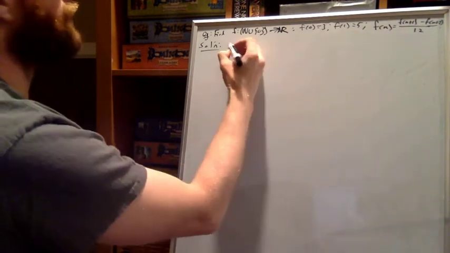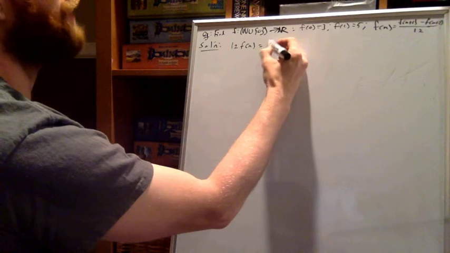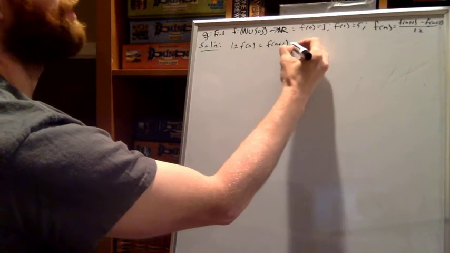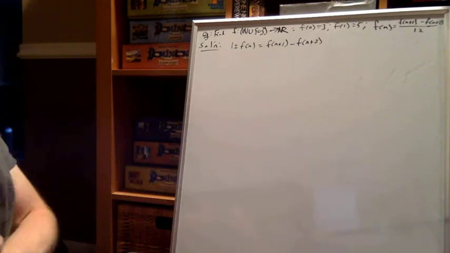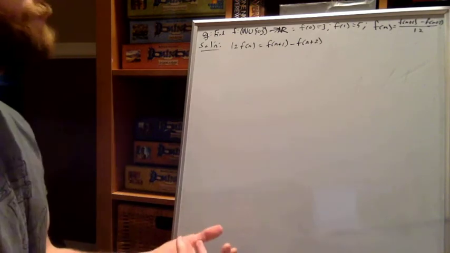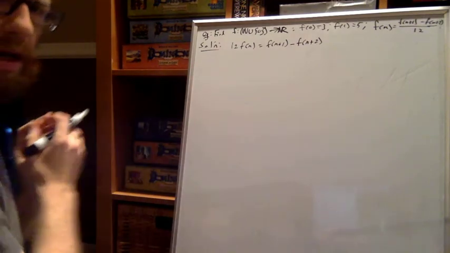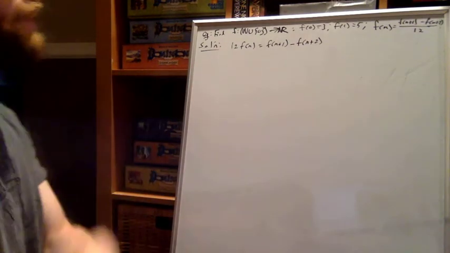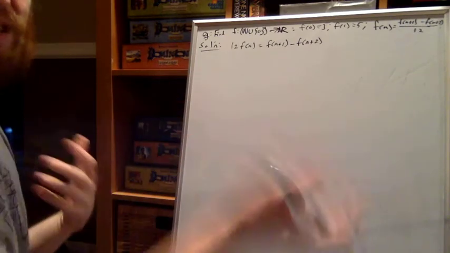So I'll multiply both sides by 12, and I'm going to get 12 f of n equals f of n plus 1 minus f of n plus 2. Now what I want to do is write this using the advancement operator, and then try to put everything involving f on one side and everything else on the other side. In this case, everything involves f, so I'm going to have everything involving f on one side and 0 on the other side.